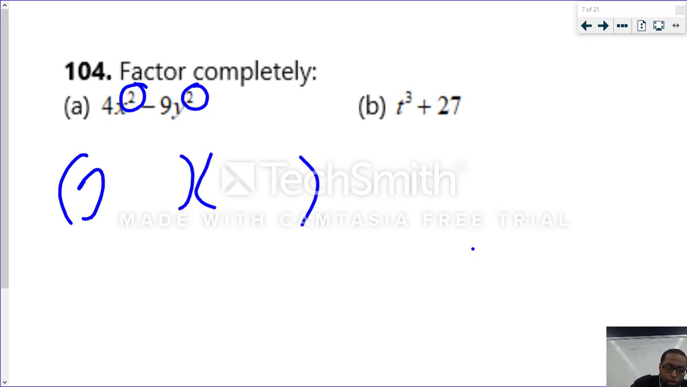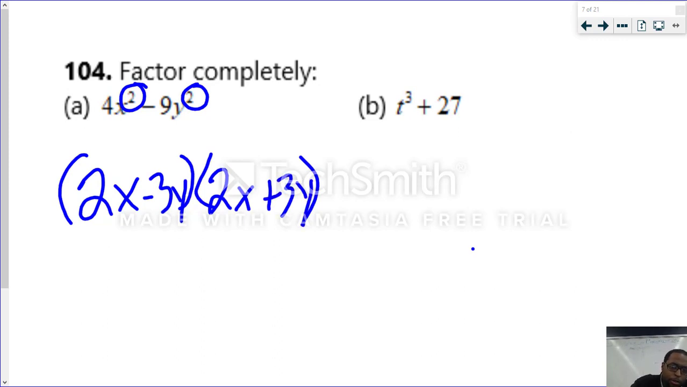Square root of 4 is 2, square root of x squared is x. The square root of 9 is 3. Square root of y to the second is y. And then we're going to do the same thing, and it's going to be plus. So just be careful. Notice the difference between the squares and the cubes. This is a cube.